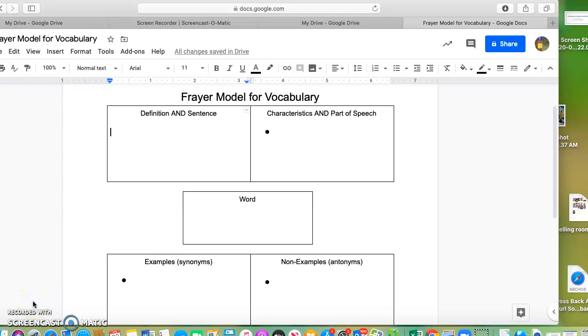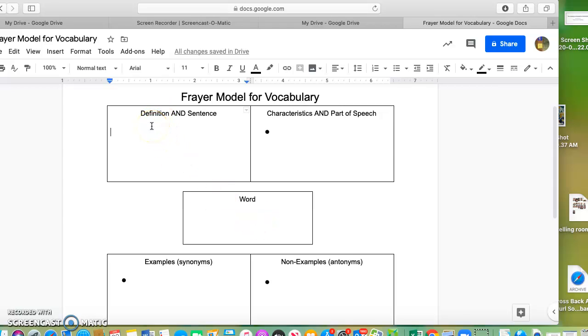Good morning. I am here to show you how to use the Frayer model for the vocabulary words in the short story we will be reading this week. On the screen here is the Google Doc I'm sharing with you. As you can see, there are 5 boxes. The center box is where you will write your vocabulary word.